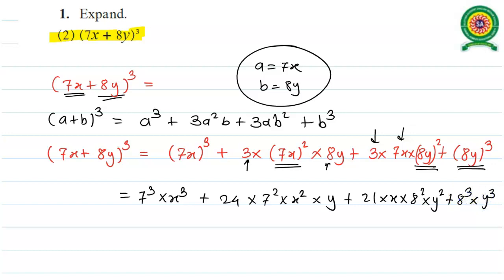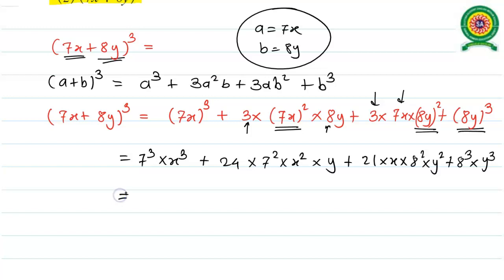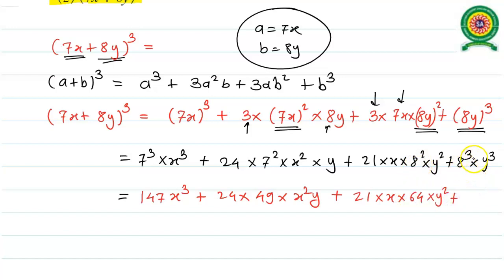So we are getting 7 cube as 7 7s are 49, 49 into 7 we are getting 343, x cube as it is, plus 24 into 7 square becomes 49 into x square y as it is, plus 21 as it is into x into 8 square as 64 into y square, plus 8 cube as 8 into 8 is 64, 64 into 8 we are getting 512 times y cube as it is.